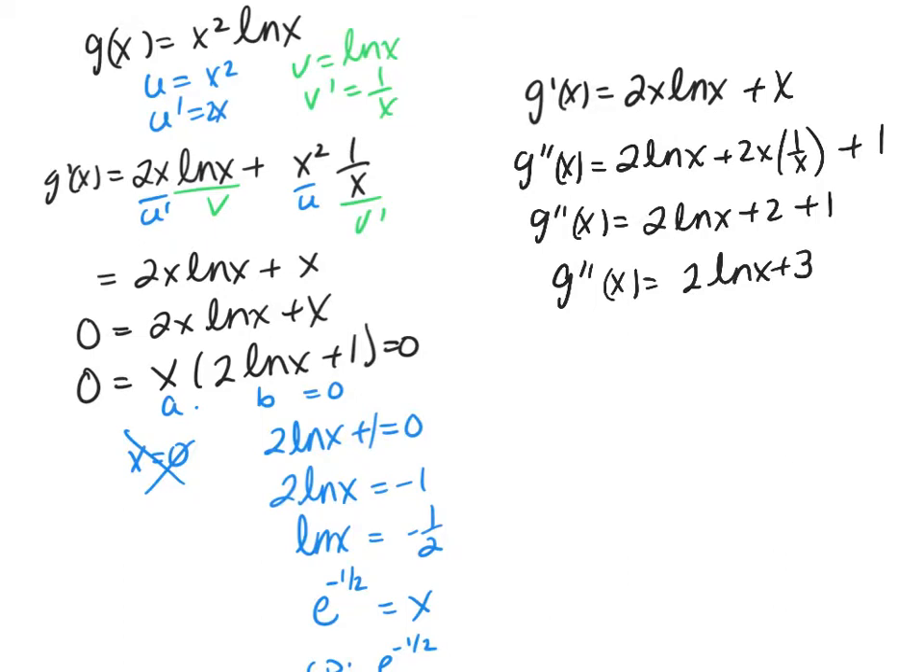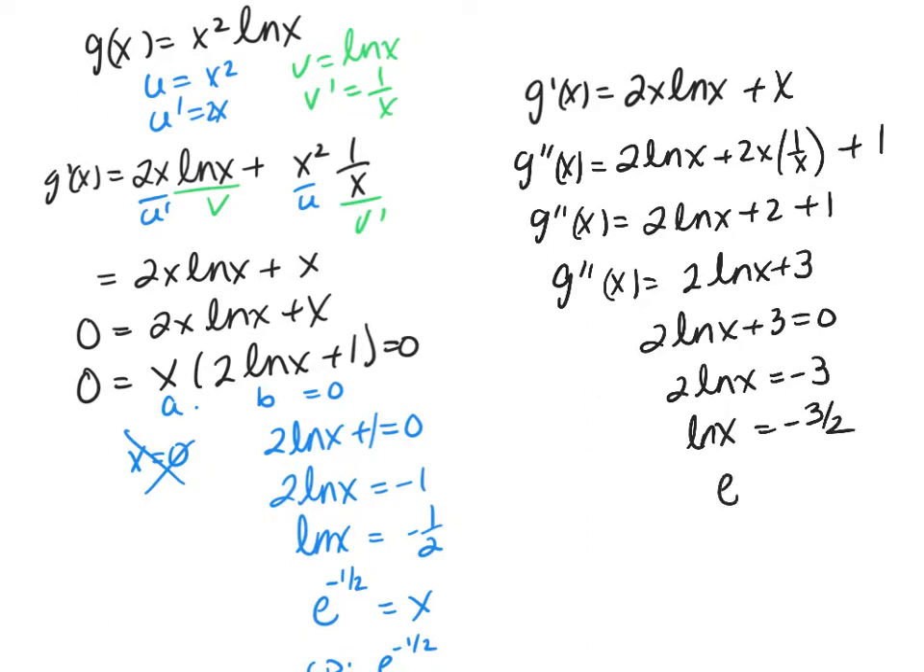Okay, so now I set that equal to 0 to see whether or not I have a point of inflection. So 2 times the natural log of x plus 3 is equal to 0. 2 times the natural log of x is equal to negative 3. The natural log of x is equal to negative 3 over 2. Turning this into its equivalent exponential, e raised to the negative 3/2 is equal to x. So that is my point of inflection. So I have my potential maxima or minima, and I have a point of inflection.